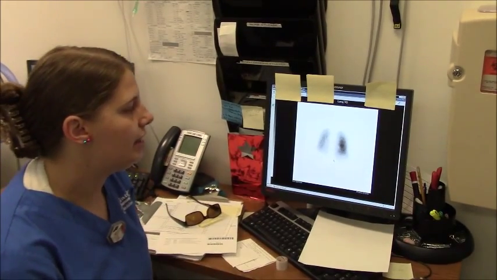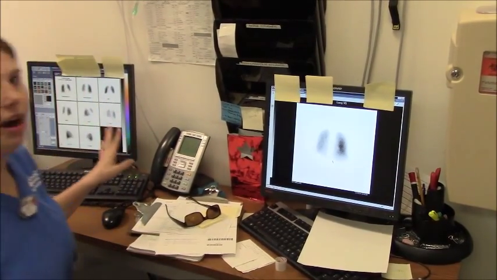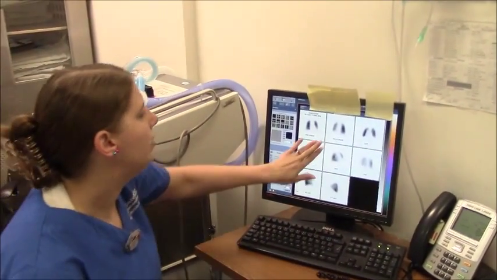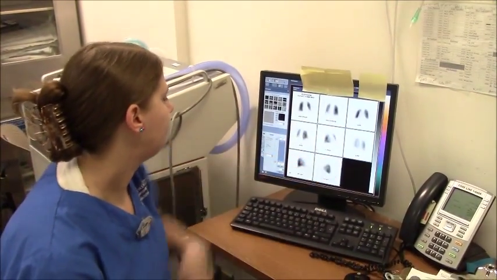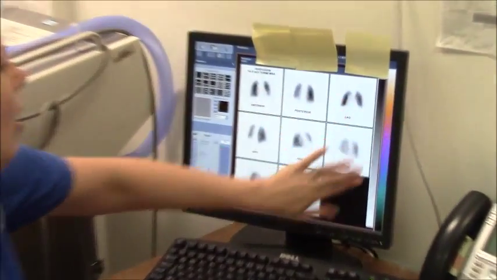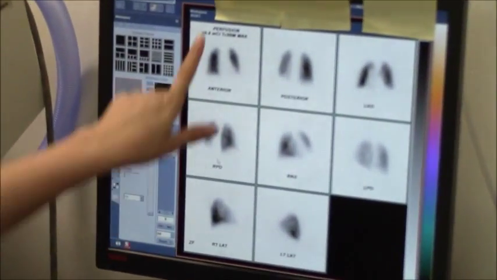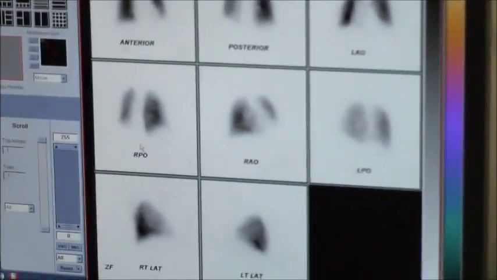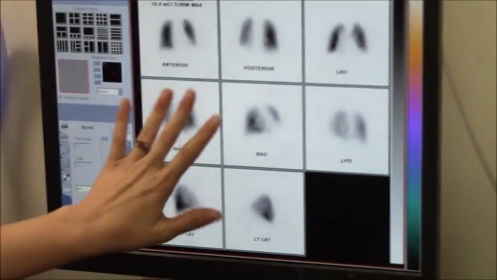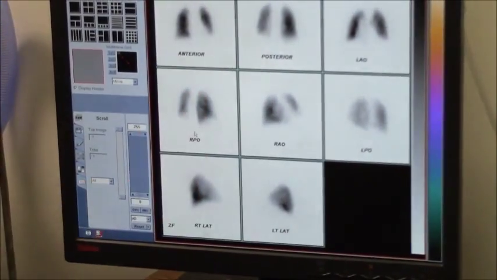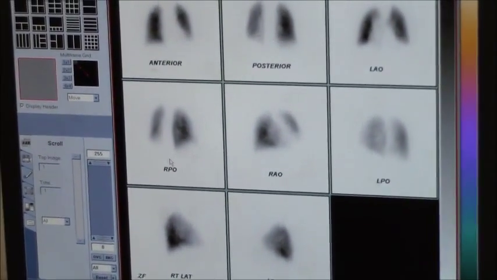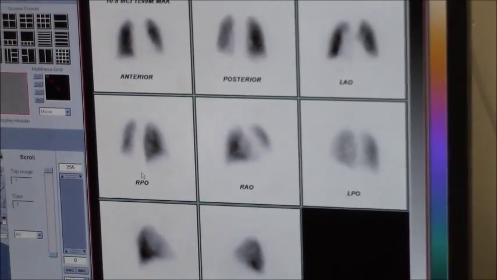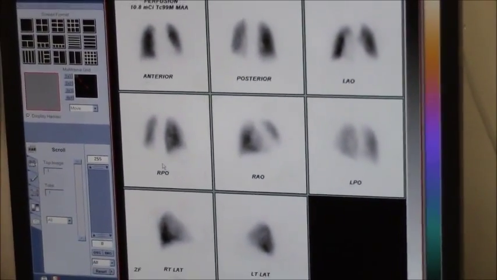To present them to the doctor, you put them together on a screen and you do some labeling. You label the views. Here we have all 8, and also the dose, patient information that we have blocked out here. And this is what the doctor will look at in comparison to the ventilation images to try and see some segmental defects and determine if a pulmonary embolism is there.